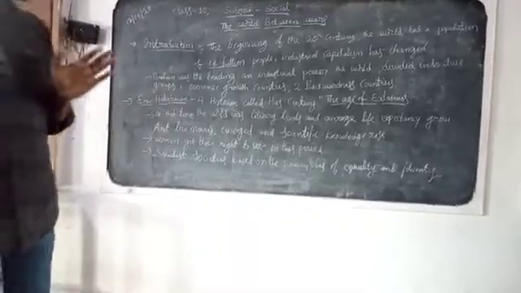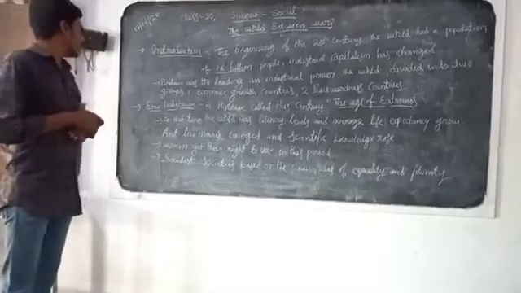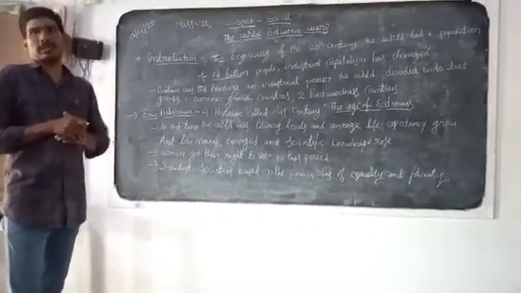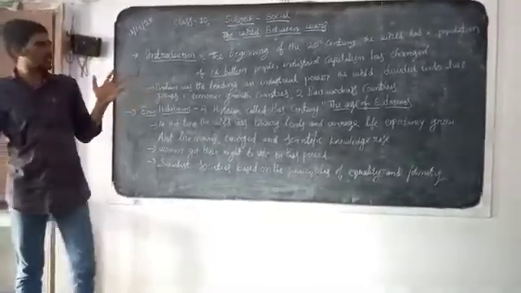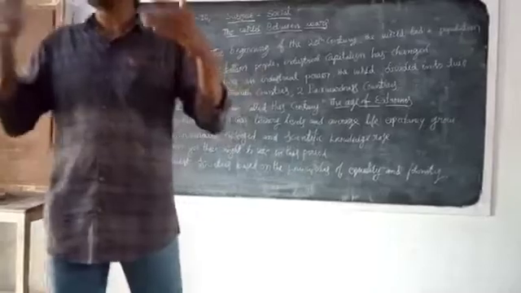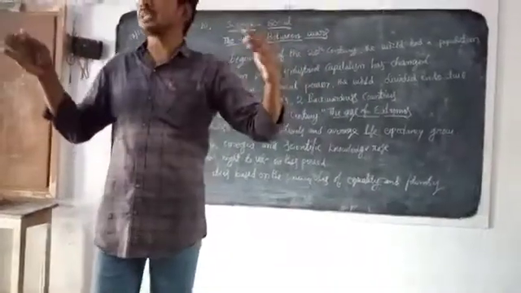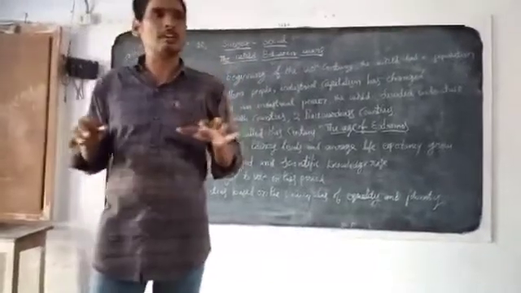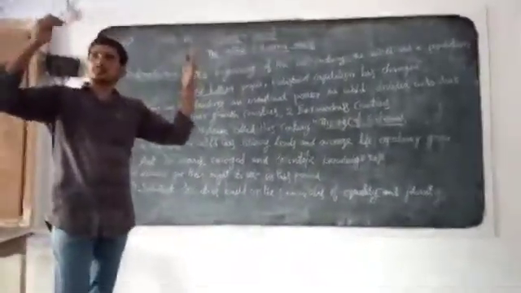The famous historian Eric Hobsbawm called this century the age of extremes. The age means the 20th century. Extremes means there were well-developed countries and also backward countries.